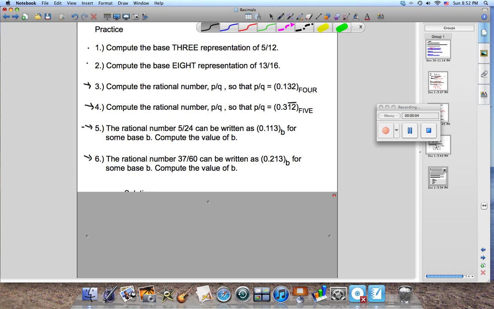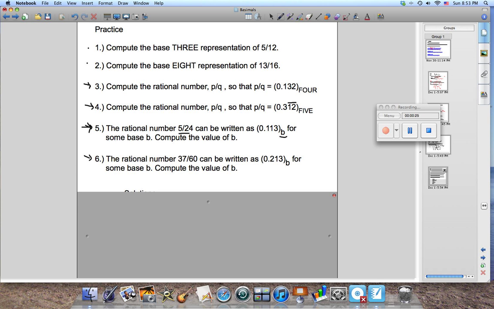Okay, let's go through how to do problem number 5. We're going to convert 5/24 here into a decimal. It converts into 0.113, but we don't know the base, so we have to figure out the base. It's more of an algebra problem. It's really not a big deal.